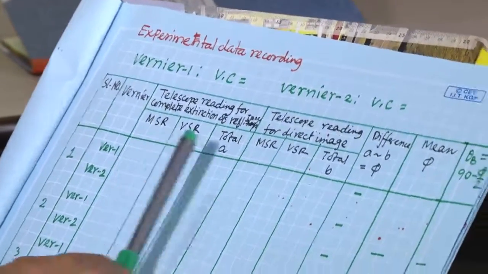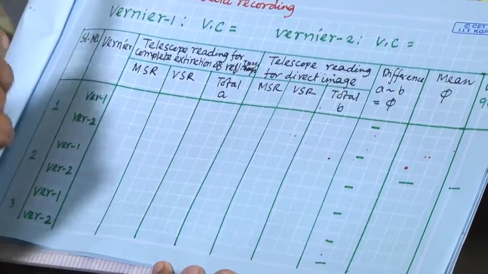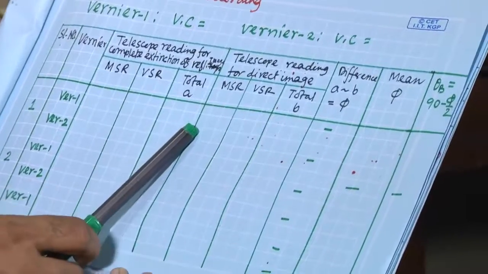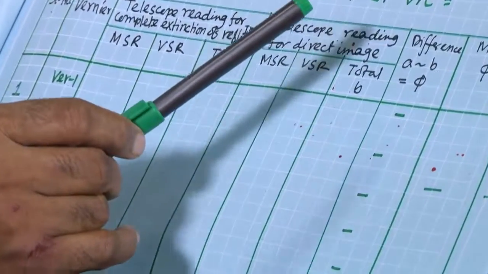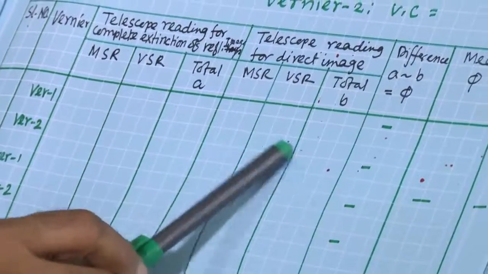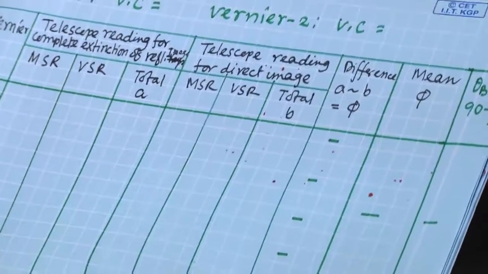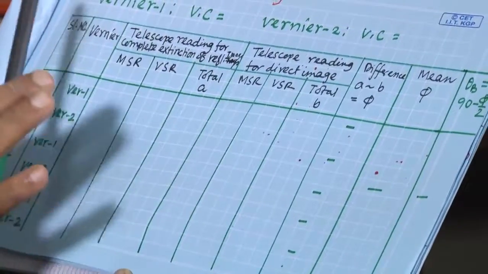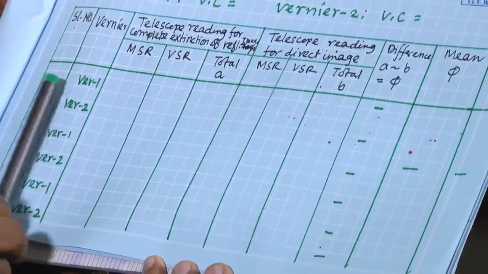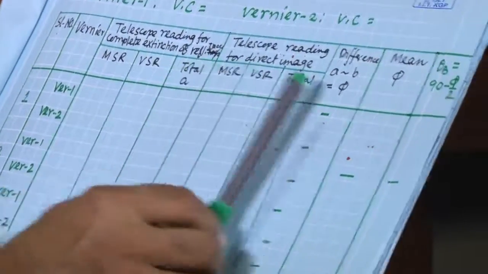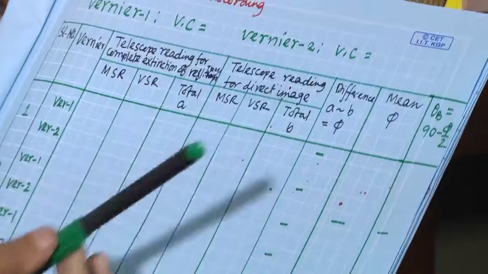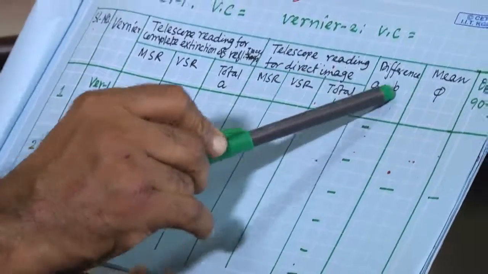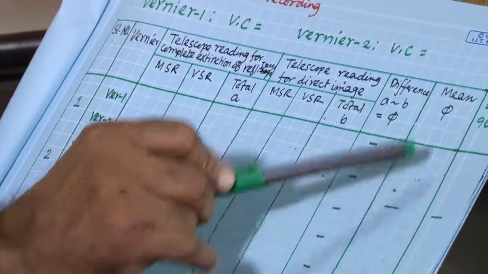So each time we'll take one set of data, then we'll remove the prism and take the direct reading, and then again we'll put the prism back and take the second data. That way, do it 3 times. Sometimes people first take the one reading 3 times and then the other 3 times. That is not a good way to do it anyway. Then you find the difference of A and B. That will be phi. So you can find the mean phi, and so theta b you can find out.